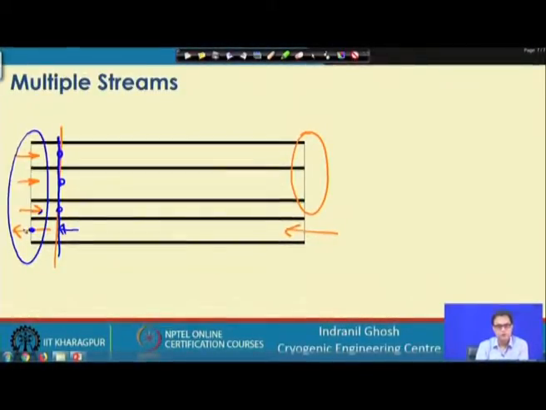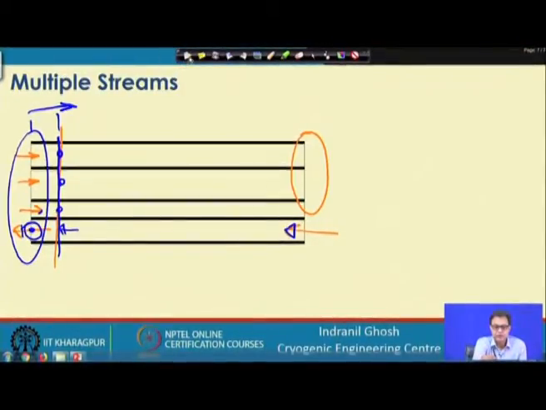This can also be handled if we write the governing heat transfer and pressure equations, and then try to solve them step by step from this end to this end, just by making an assumption for a single fluid stream. So far as the assumption is associated with a single fluid stream, we have no problem.